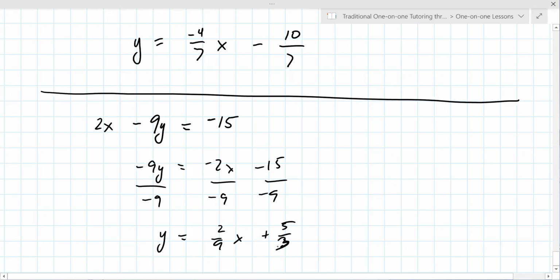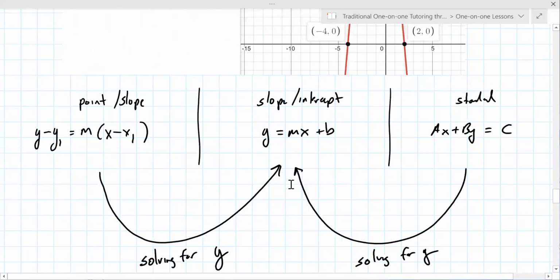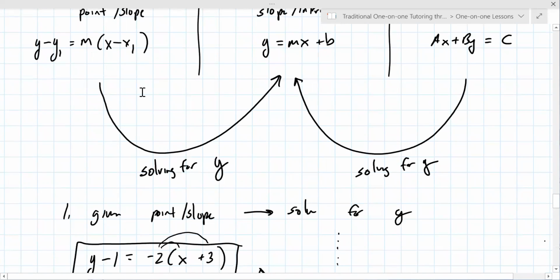Absolutely. Awesome. Okay, so if we go back to our, I actually call this a flow chart. To go from point slope to slope intercept, you solve for y. To go from standard to slope intercept, you solve for y. Now, this is another path that is possible, slope intercept to standard form.